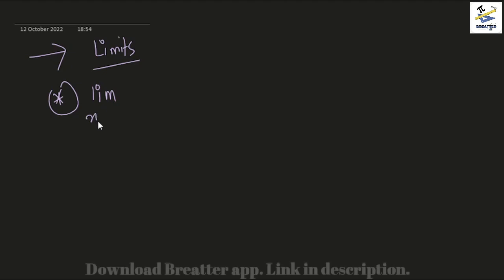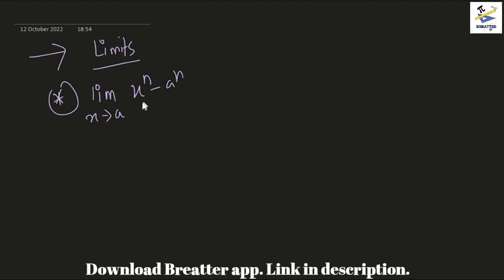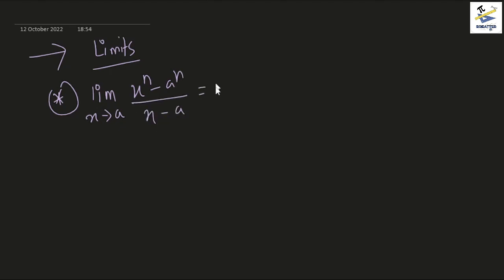So let us just quickly recall all the things that we have learned. I'm going to write down the things we have learned in both limits and derivatives one by one, just to recall and have a review of what we have learned. So this result, as you remember, was limit x tends to a of x to the power n minus a to the power n by x minus a equals n into a to the power n minus 1.